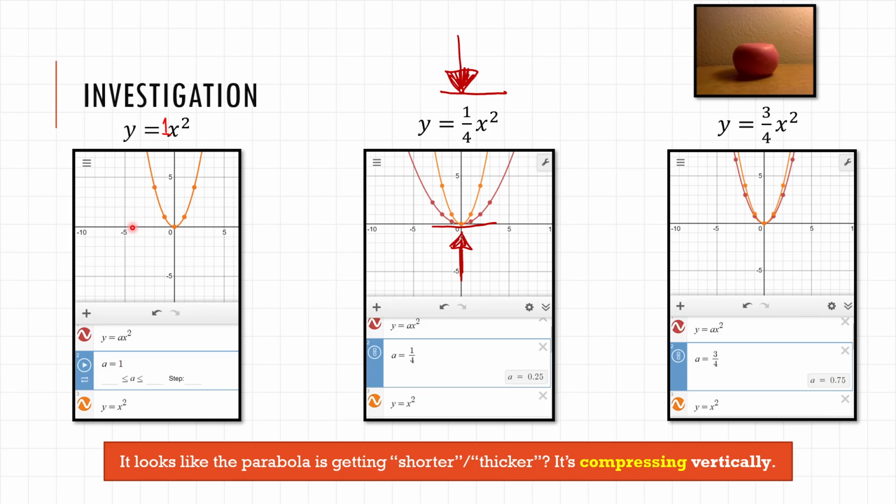So over here, a was a small number. It has decreased from 1 to 0.75, and that way it got a little bit shorter, to 0.25, and that way it got a lot shorter. So it is compressing vertically.